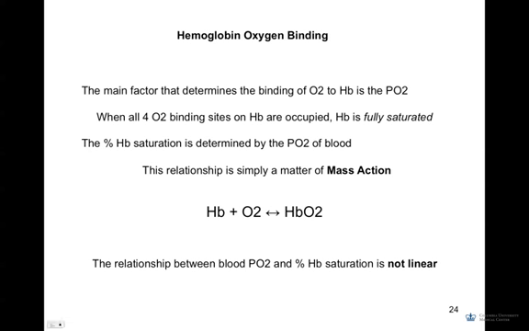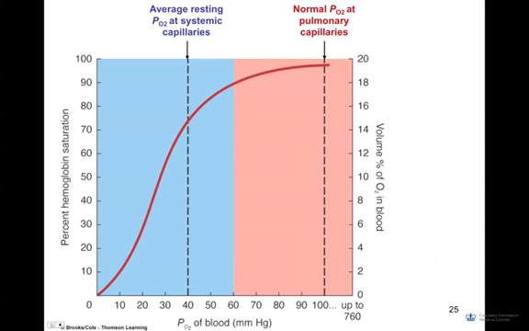This relationship between the PO2 of blood and the percent hemoglobin saturation is not a linear relationship. The PO2 of blood determines hemoglobin saturation, but that is not a linear relationship. So let's look at what it actually looks like. What we're looking at here is something called the hemoglobin dissociation curve. And this depicts the relationship between percent hemoglobin saturation on the y-axis and the PO2 of blood on the x-axis.